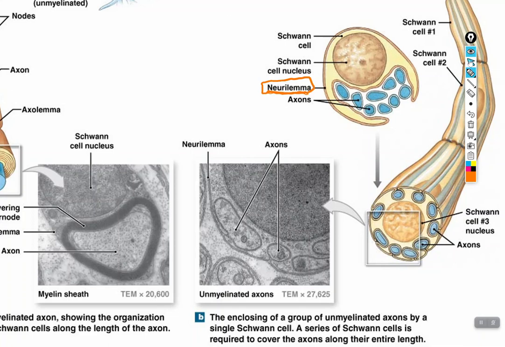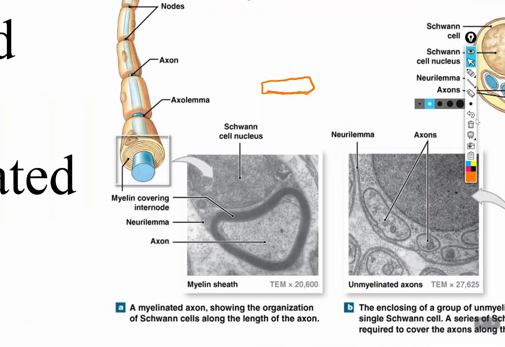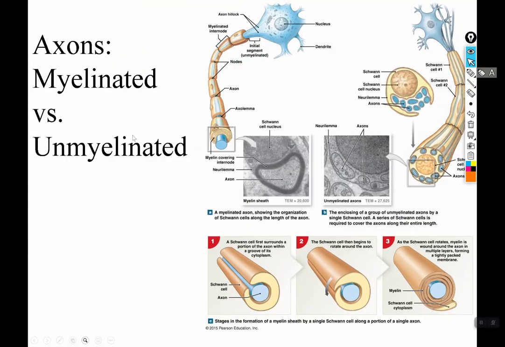Because as you can see, if we go over here, there we go. This is the axolemma, which is pointing to the cell membrane of the axon itself. So just a little vocabulary hint there. Neurolemma in this case does not actually refer to neurons. It refers to the Schwann cell membrane that encloses unmyelinated axons.